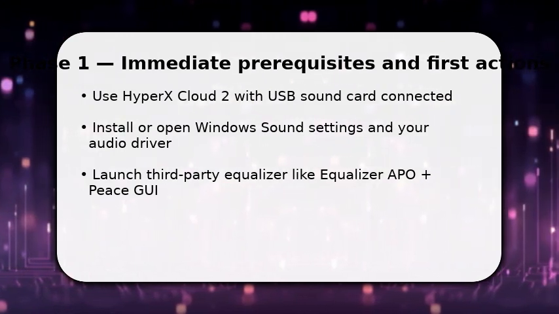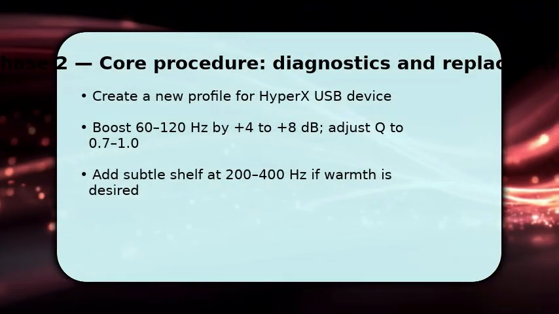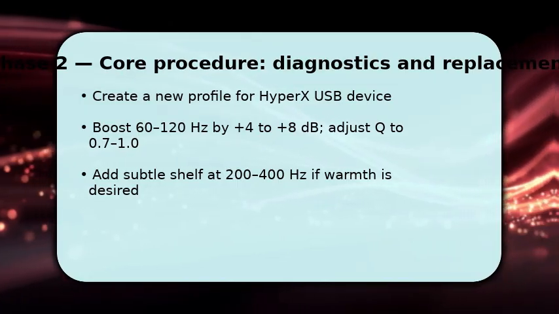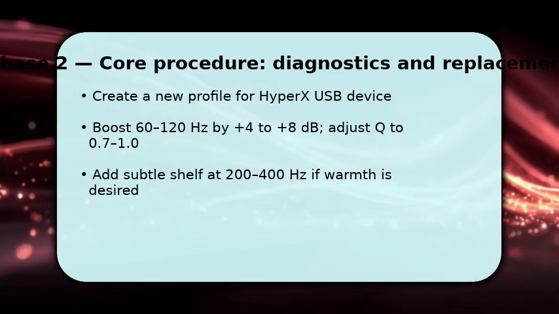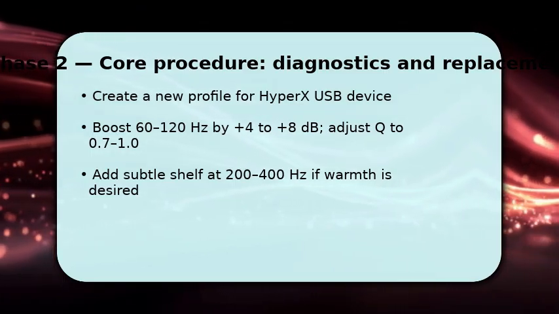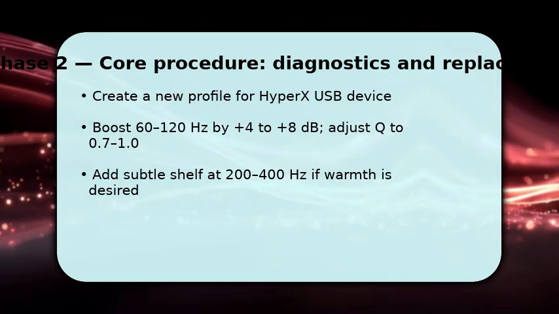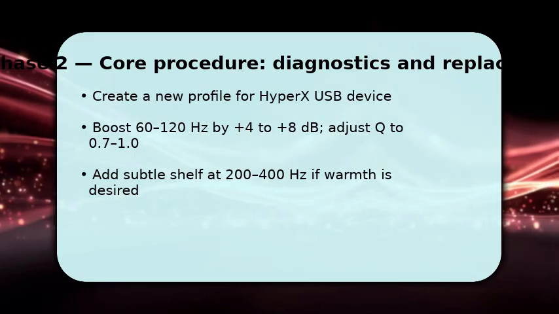Open Peace and select the profile for the Cloud 2 USB device, then add a parametric band centered around 60 to 120 Hz and raise it by about 4 to 8 decibels, with a moderate Q so it's musical, not boomy. Next, add a low shelf around 200 to 400 Hz if you want more warmth, just a couple of dB. Make small changes, then test with familiar tracks. Your ears tell you when it's right.